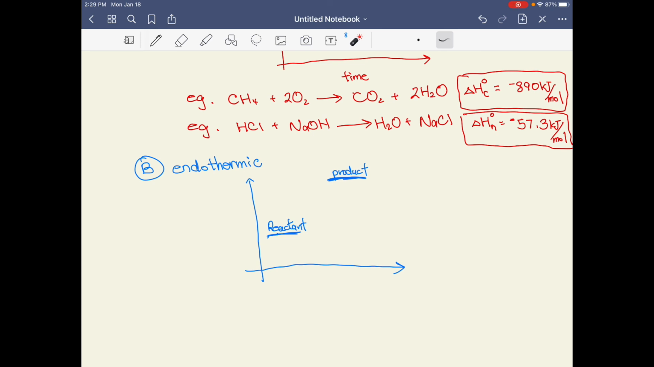It's almost like I grab some heat from the surrounding and look where I am right now, high up in the sky. So your enthalpy change is going to increase. This increase in enthalpy is where you see heat being absorbed by the system. In this case, delta H is going to be a positive number.